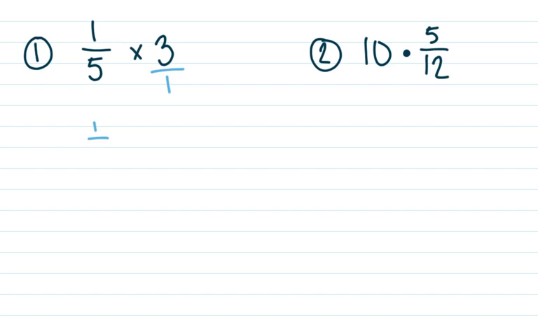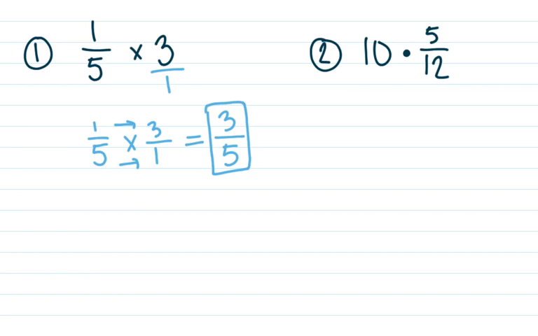I'm going to rewrite this problem so things are a little bit more even. So once I put a 1 under my whole number, all I have to do is multiply across. So 1 times 3 is 3. 5 times 1 is 5. I check to make sure that my answer is in the lowest simplified form, and it is, and I am done. The end. That is all there is to it. You multiply straight across.